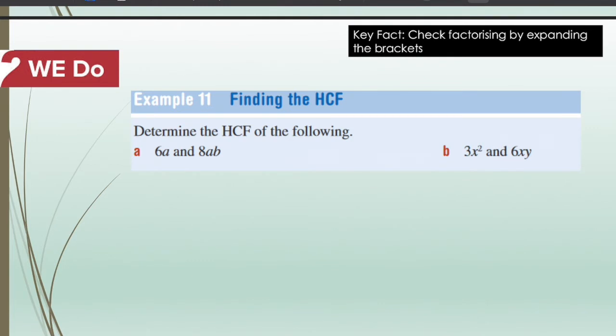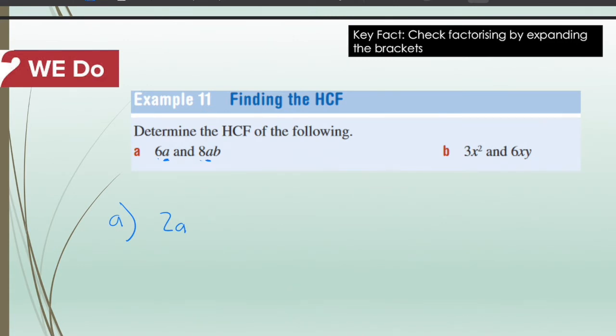Now I'm going to do this first one, and then I'll get you guys to have a go at the second one. Now the first thing we need to do is we need to look at the numbers. What is a common factor, a number that we can divide 6 and 8 by evenly? The only one I can think of is 2. So the first part of the common factor is going to be 2. But then what we have to look at is, are there any letters that exist on both sides? And we find that yes, there is. There's an A on both sides. So the highest common factor is going to be 2A.